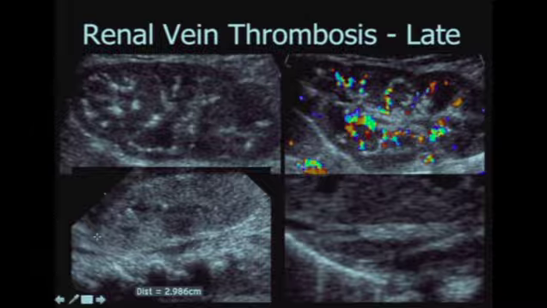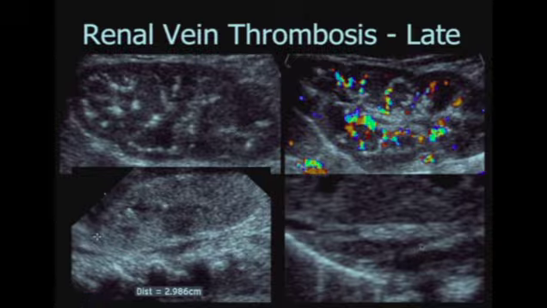So if you have an abnormal kidney, and you're not sure what's happened to it, if you don't have any earlier scanning, look around for this, because odds are this means it had a renal vein thrombosis.